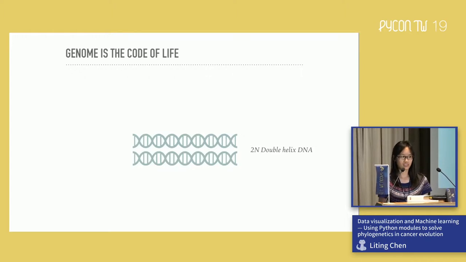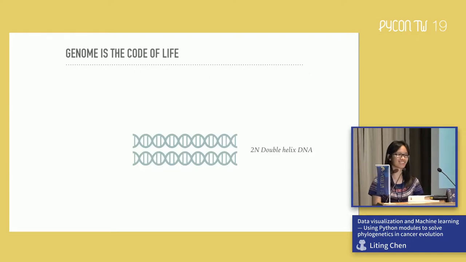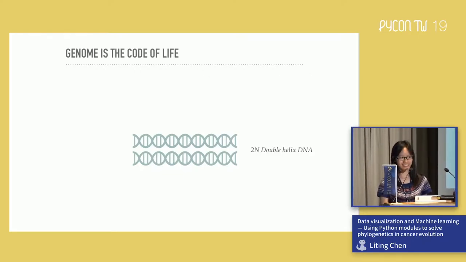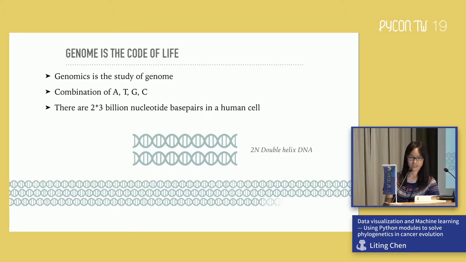A little bit more introduction on genomics. The genome is the code of life, as if Python were the code of all the software you wrote, or one kind of component of the software you wrote. The genome is the DNA double helix that is the code for life. It is a combination of A, T, G, C for different bases, like binary 0 and 1 in a mathematical code. And there are a lot of bases in a human cell, like more than this.